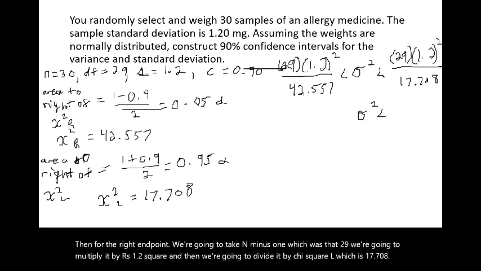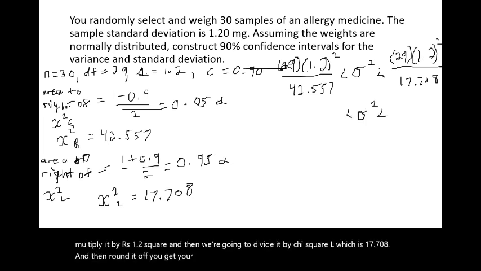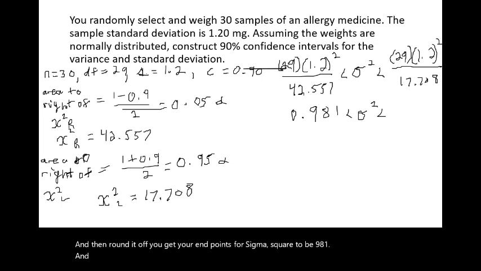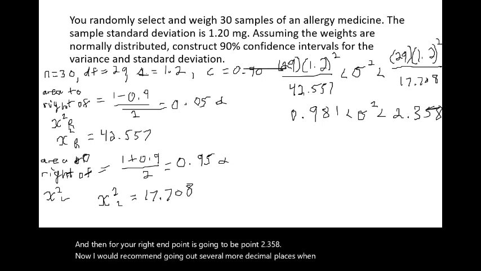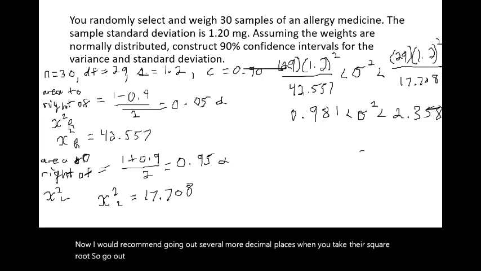And then rounded off, you get your endpoints for sigma squared to be 0.981 on the left, and then for your right endpoint it is going to be 2.358. Now, I would recommend going out several more decimal places when you take the square root. So go out more decimal places than I have written here when you take the square root of each endpoint to find the endpoints for standard deviation.